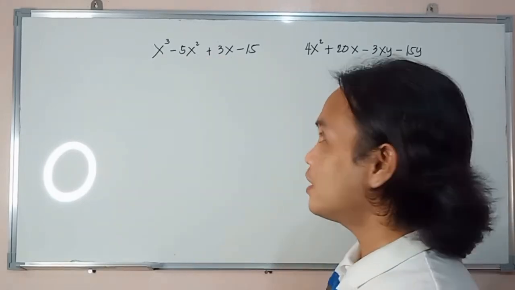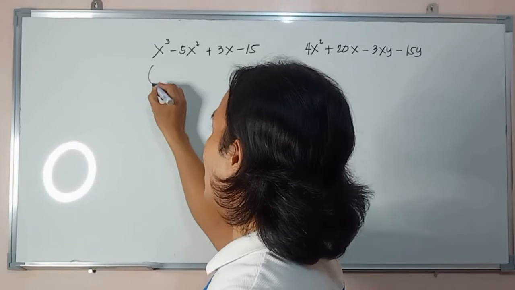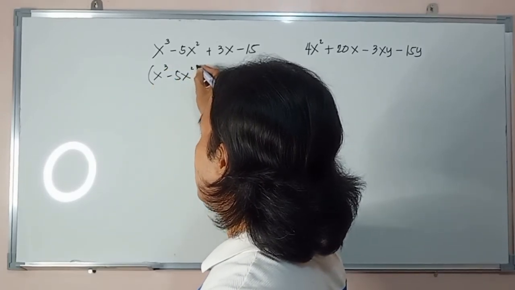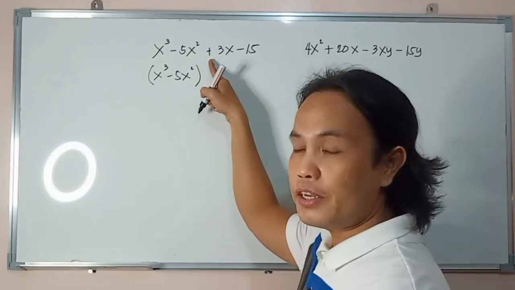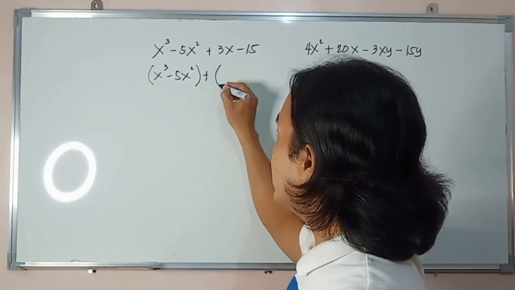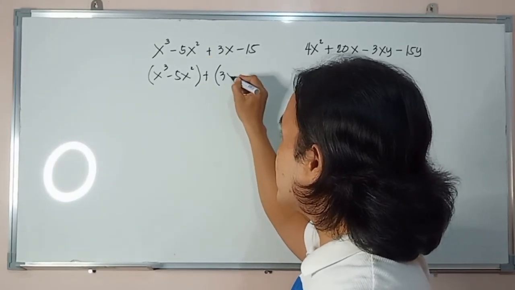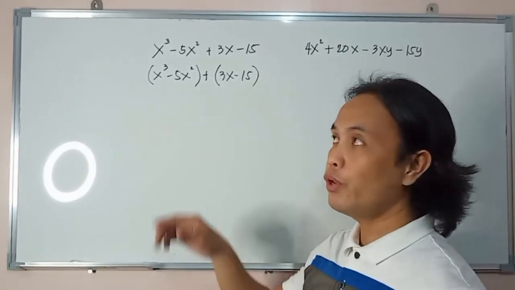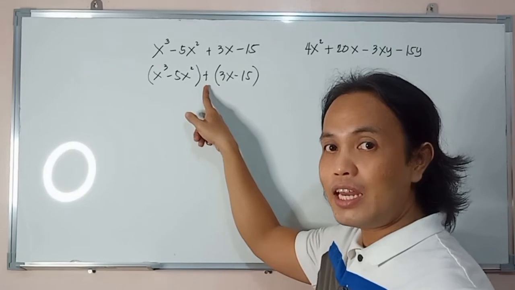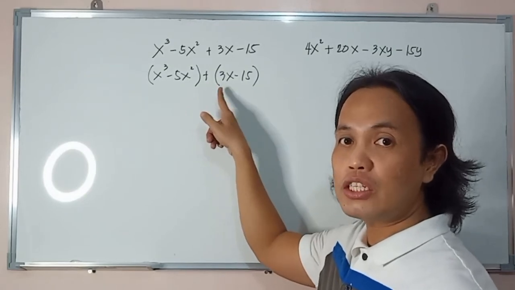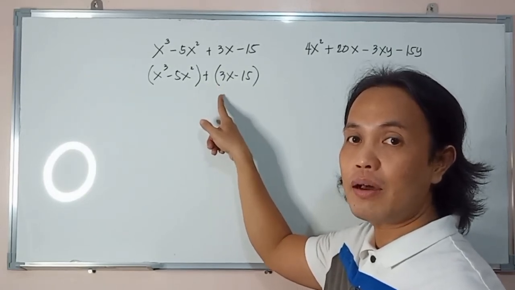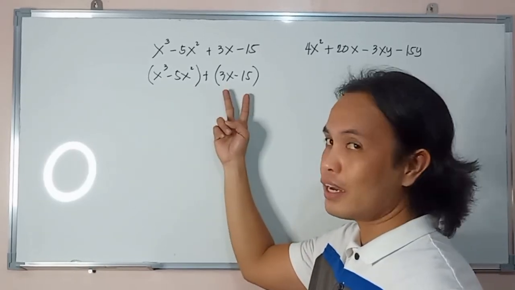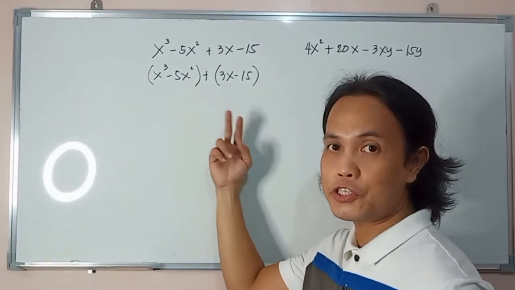By using parentheses, we can write this polynomial as x cubed minus 5x squared. Then we copy the plus here. Then the terms 3x minus 15. As you have observed, we have here plus. This positive sign will not change the sign inside the parentheses. So we have here the first binomial and the second binomial. This is our first step.